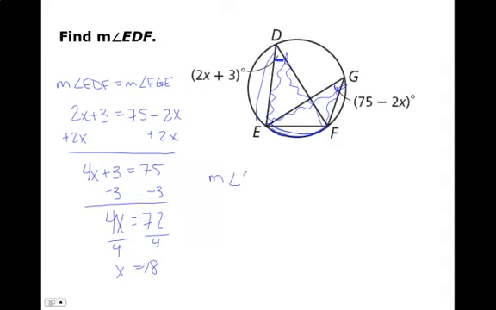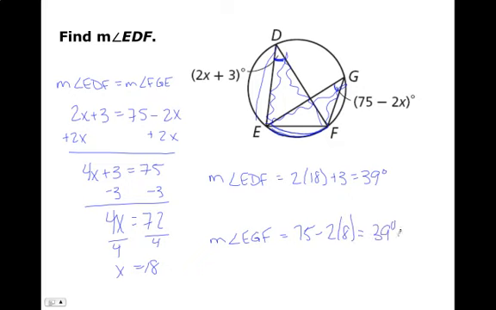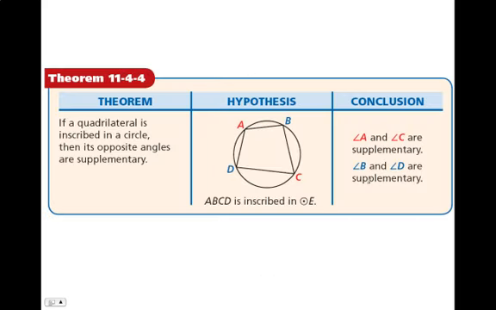So the measure of angle EDF, when we substitute in our 18, gives us 39 degrees. We need to make sure to check our answer, so we're going to substitute into the measure of angle EGF and make sure that we get the same thing. And in this case, we will also get 39 degrees. So we just checked our answer to make sure that we were correct.